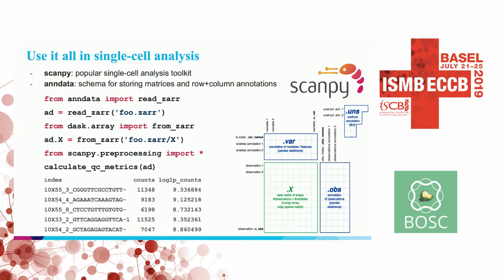So we added it to the data storage layer of Scanpy, which is called AnnData, which is a way to have annotated data matrices with metadata about rows and columns. Here you have a simple code example of reading some single-cell data that's stored in the Zarr format and then doing parallel processing on it using Dask.